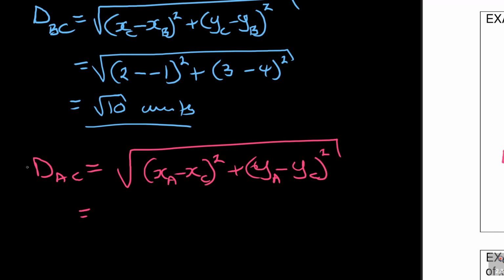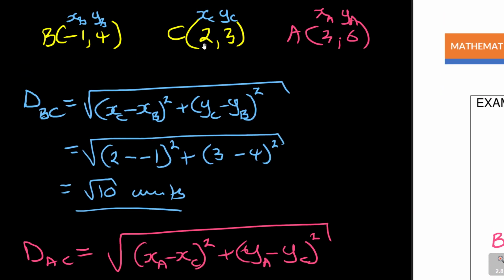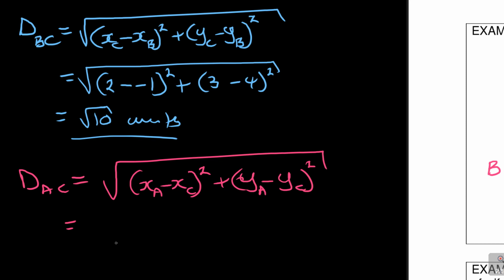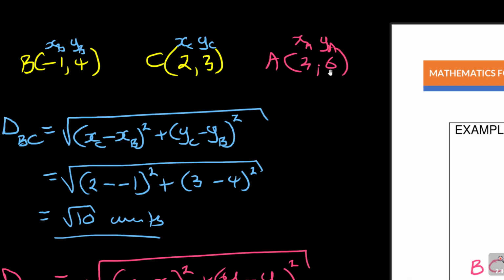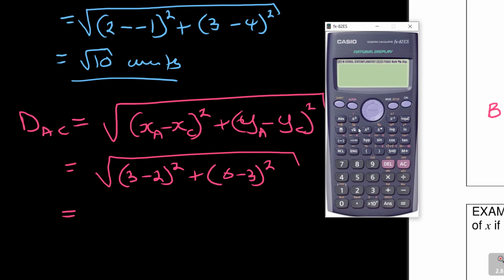Now you come here and say, what is XA? There it is. So this will be our XA, this will be our YA. So XA is 3 and XC is 2. So you see that it's 3 minus 2. So I'm going to have here square root of bracket 3 minus 2, I square it, plus YA minus YC. YA is 6, minus 3 squared. 6 minus 3, and then I square it. Again, get comfortable with the calculator there, because you have to use it in this case. 3 minus 2 squared.